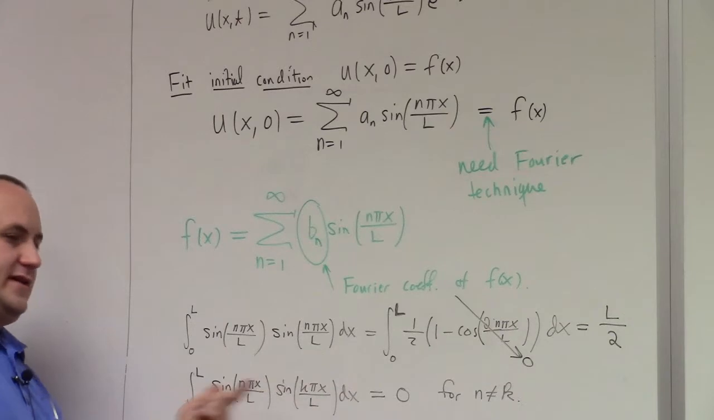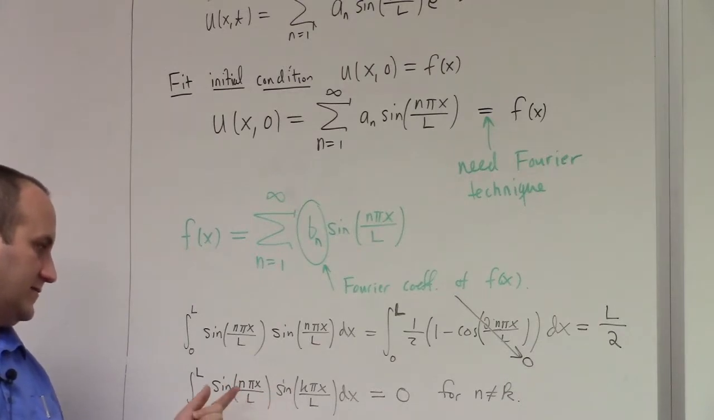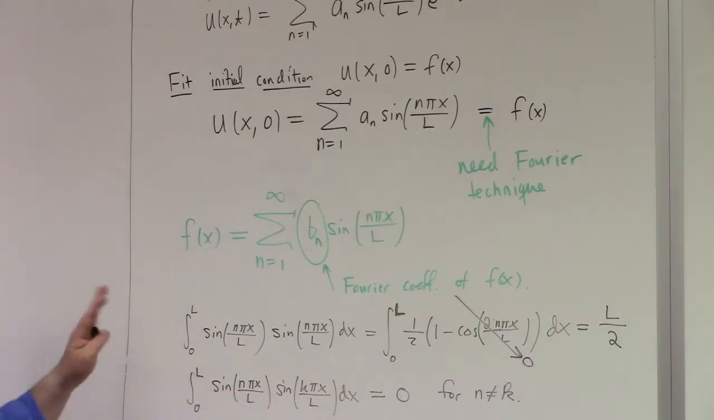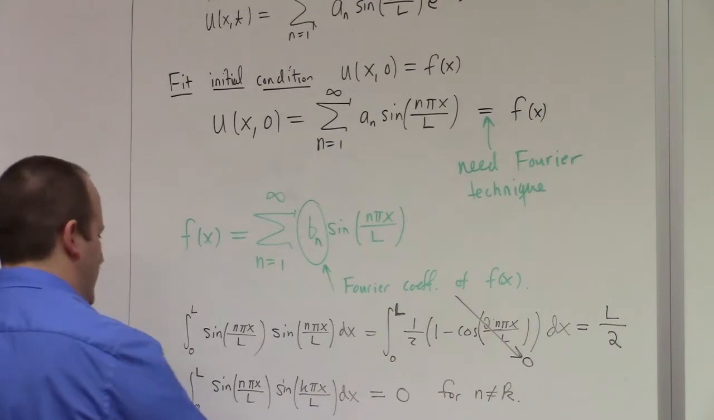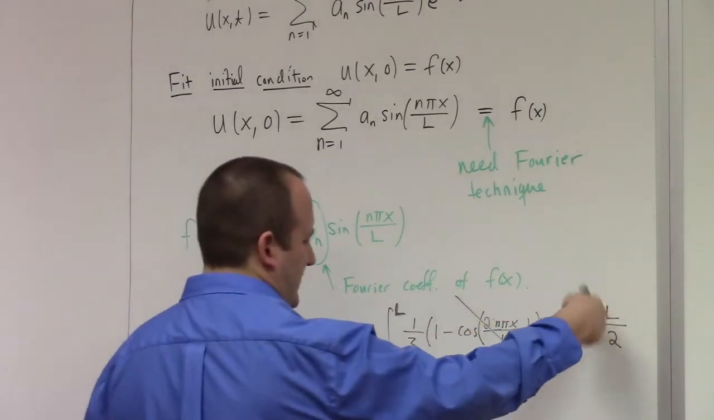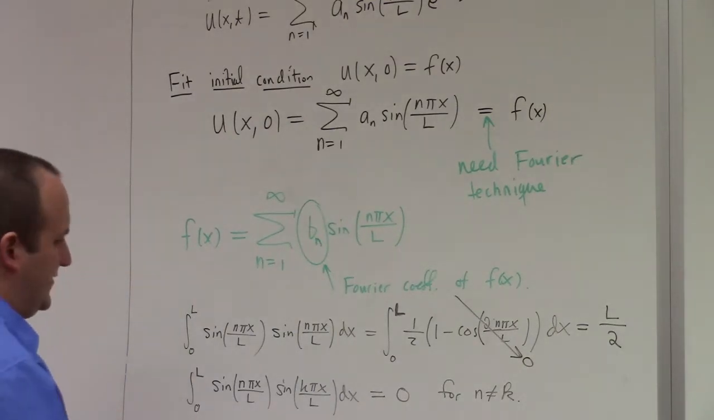But this kind of looks like a dot product, right? This is a lot like those inner products we were doing in linear algebra, so there's something very much like a projection here. In fact, it is. The dot product of it with itself is L over 2, and we have to take care of that.